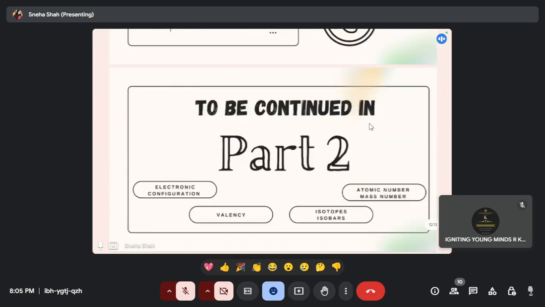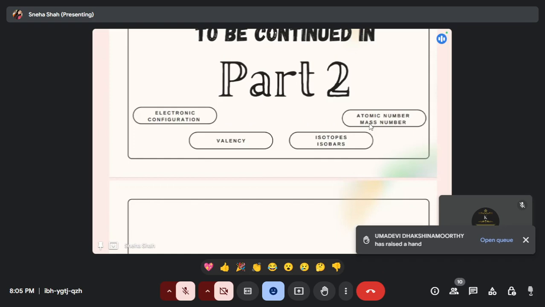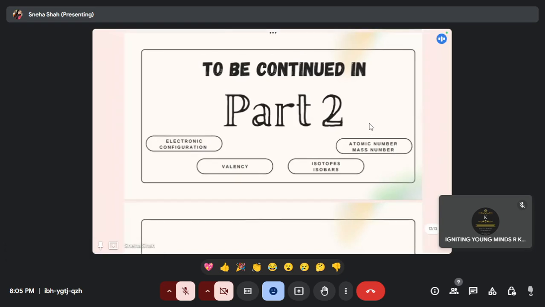In the next part, we will understand these things: electronic configuration, how electrons are arranged in these orbits, what is valency, what is atomic number and mass number, and finally isotopes and isobars. This we will be taking up in the next session.